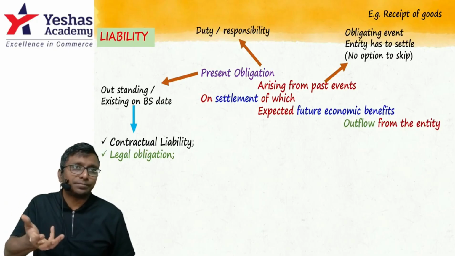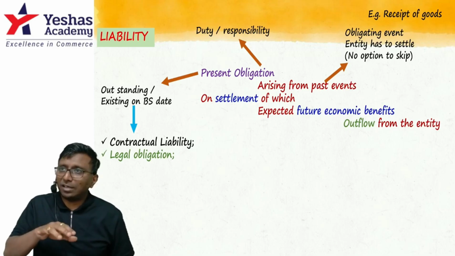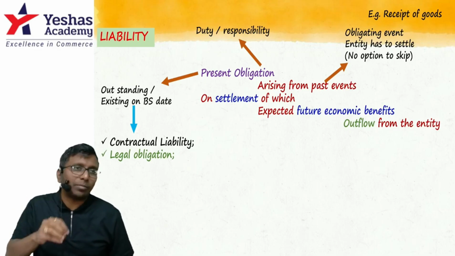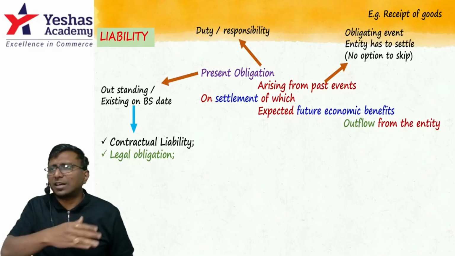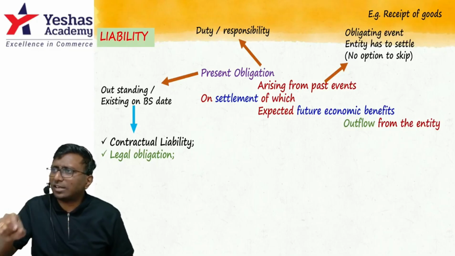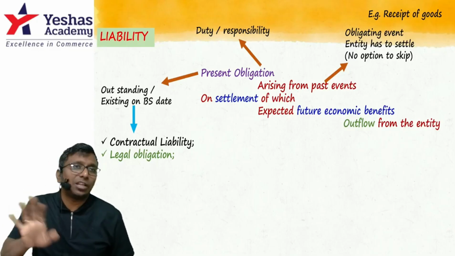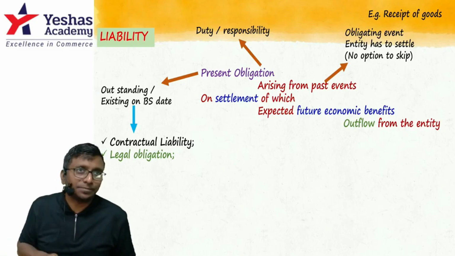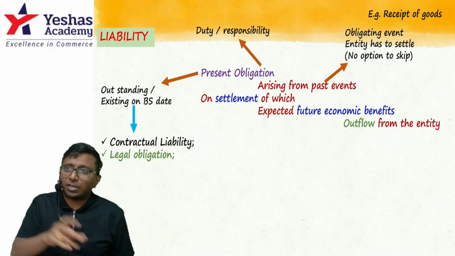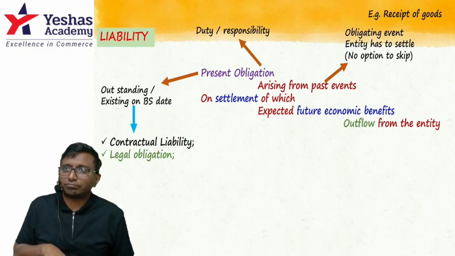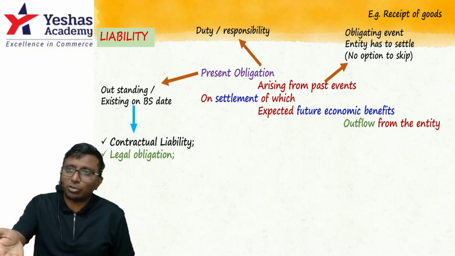Gratuity payable: contractual or legal? Legal. GST payable: legal. Any tax related thing is legal liability. It is not contractual liability. Agree? Any case where the court told that you have to pay. Okay, we went to court of law.